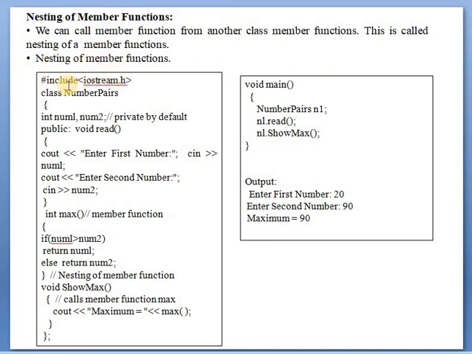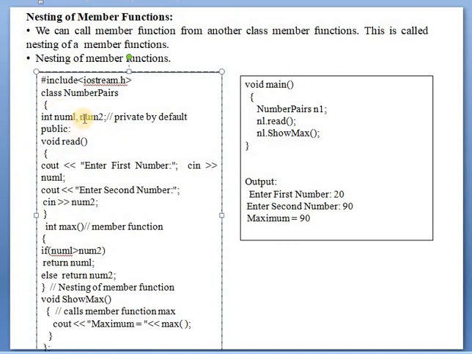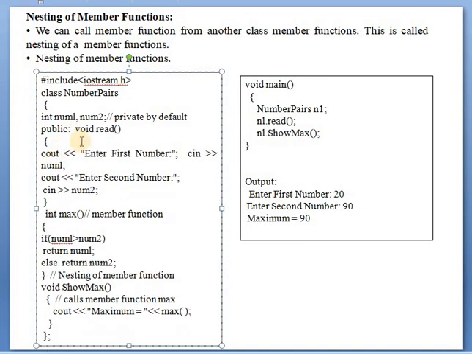nesting a member function example, include iostream.h. Now class number pairs, this is the class name. Now these are the privately declared variables, number 1 and number 2, having the data type integer. These are private. Why private? Because by default it is private. Now void read, it is a member function of the number pairs class.